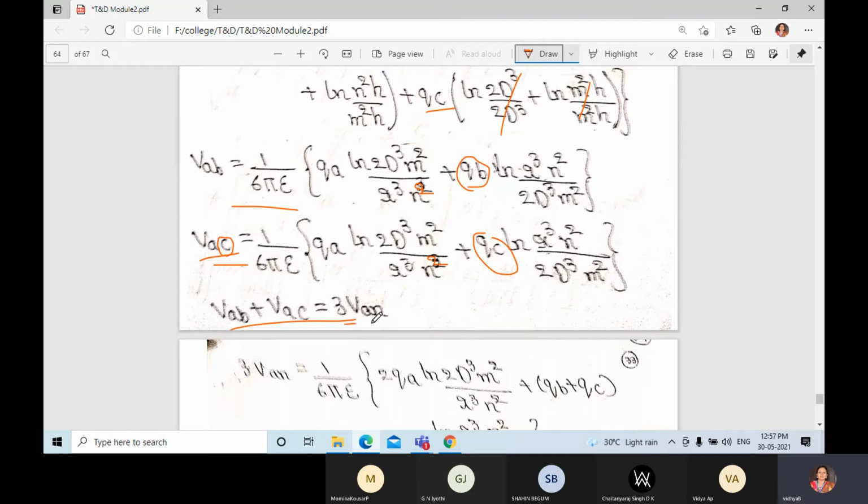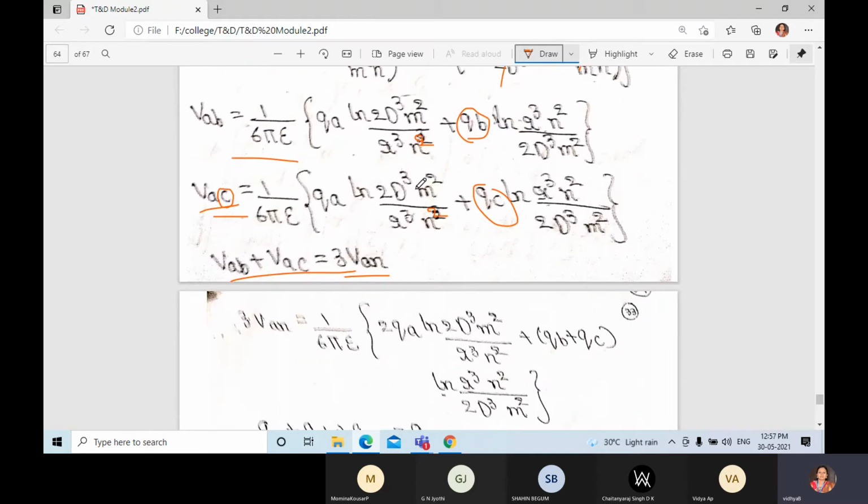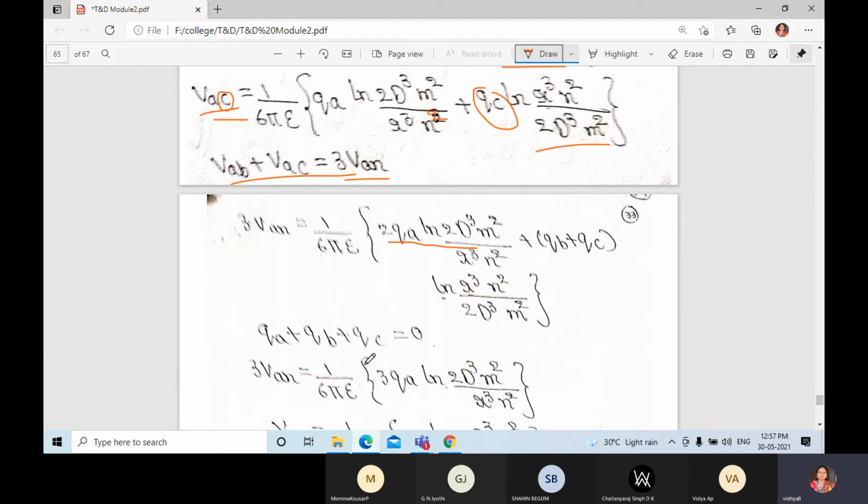VAB plus VAC is equal to, what have they written? 3 VAN. 3 VAN is equal to, add these two terms. So you get 2 times QA ln 2D cube M square divided by R to the power of 3 N square, plus they have taken the common term because this is similar. You get QB plus QC. And here we can write that QA plus QB plus QC is equal to 0. This can be written as minus QA. Again, instead of writing minus QA, we can write plus QA ln 2D cube M square divided by R to the power of 3 and N square. This can be reversed.